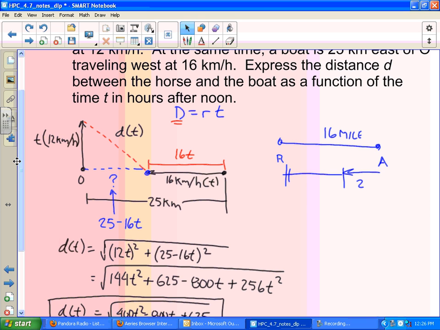Another tweak that I could place on a problem like this is have the boat go the other way. Now what do we do? How does it change the problem if the boat goes the other way? So now we're taking the 25 that the boat started at, and we're going to add to it the distance that it has traveled. So that's why the important thing is the sketch.